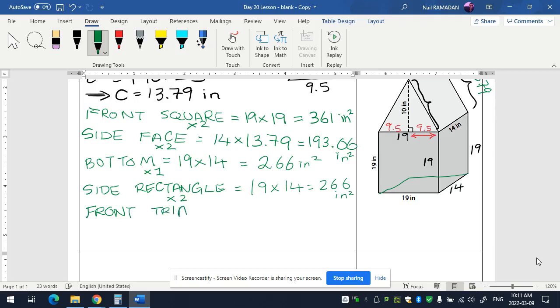Abu Bakr, what's the formula for the area of any triangle? Anyone? Just in symbols, in words. Base times height divided by 2, don't forget to divide by 2. So Abu Bakr, what's the base of the full triangle? 19. What's the height of the triangle? 10. And then you divide by 2. So how much is that? 95.